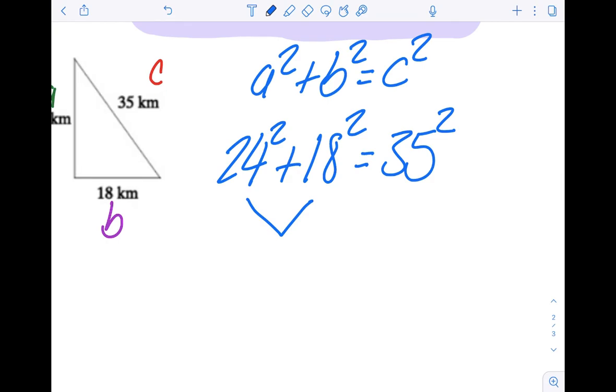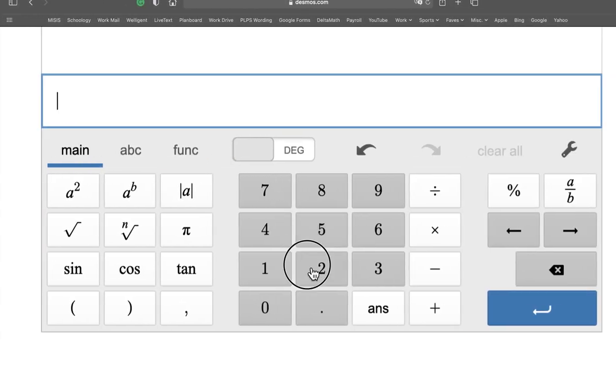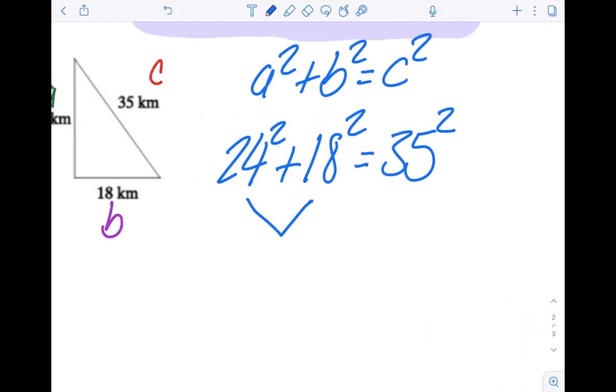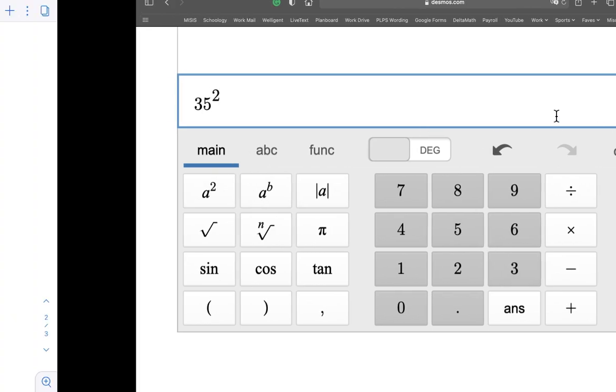Well, let's use our calculator. 24 squared plus 18 squared gives me what? Oh, no, 18 squared is 324, and 24 squared plus 18 squared is 900. So I get 900 right there. Equals, on this side, 35 squared. Let us clear that and do 35 squared, and that gives me 1225.